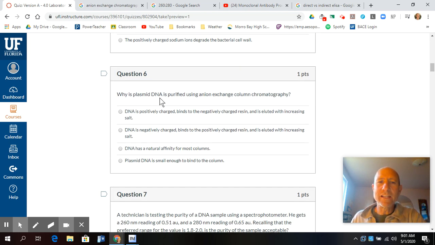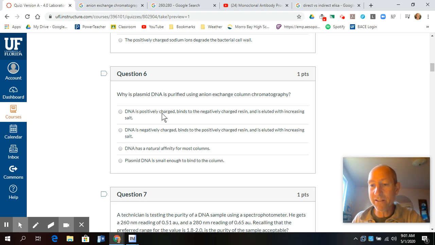Why is plasmid DNA purified using anion exchange column chromatography? So column chromatography, that's where you use a column with a resin in it, and whatever it is that you're trying to purify from a mixture sticks to the resin, and then you use an elution solution to unstick it when you want to capture it all by itself. So why is plasmid DNA purified? Why is it purified? Okay, DNA is positively charged.